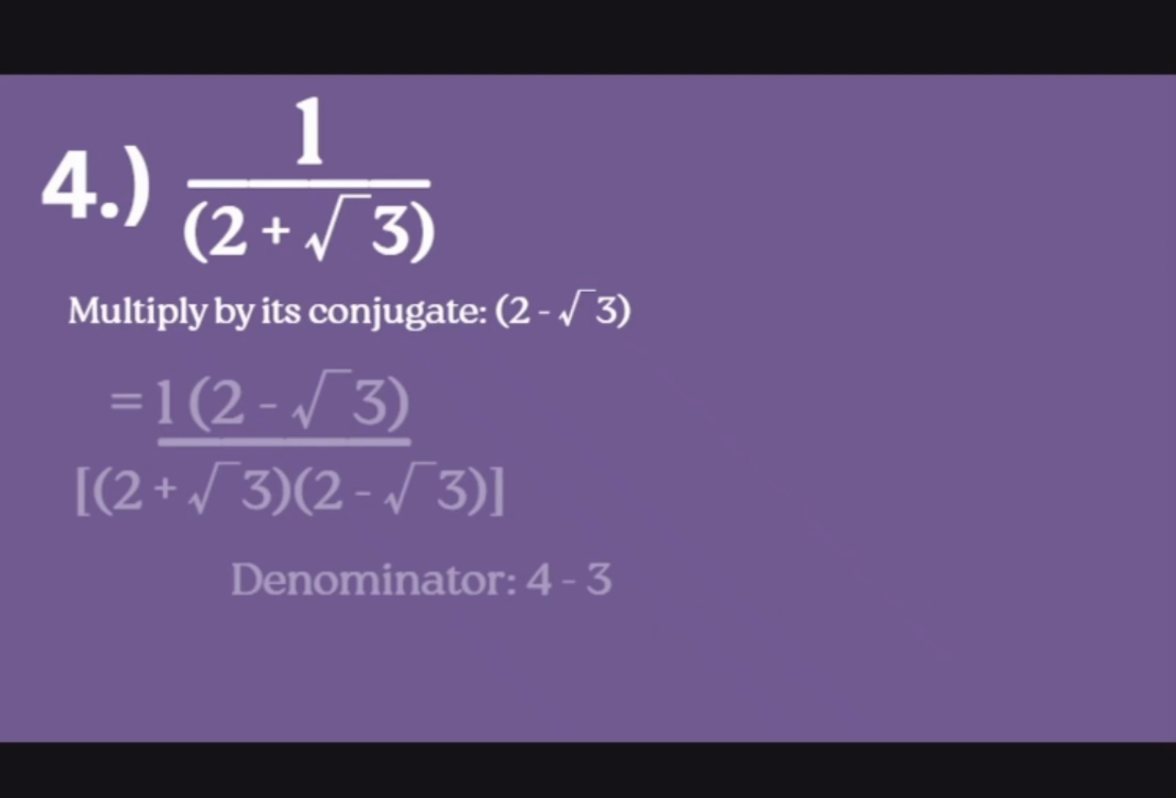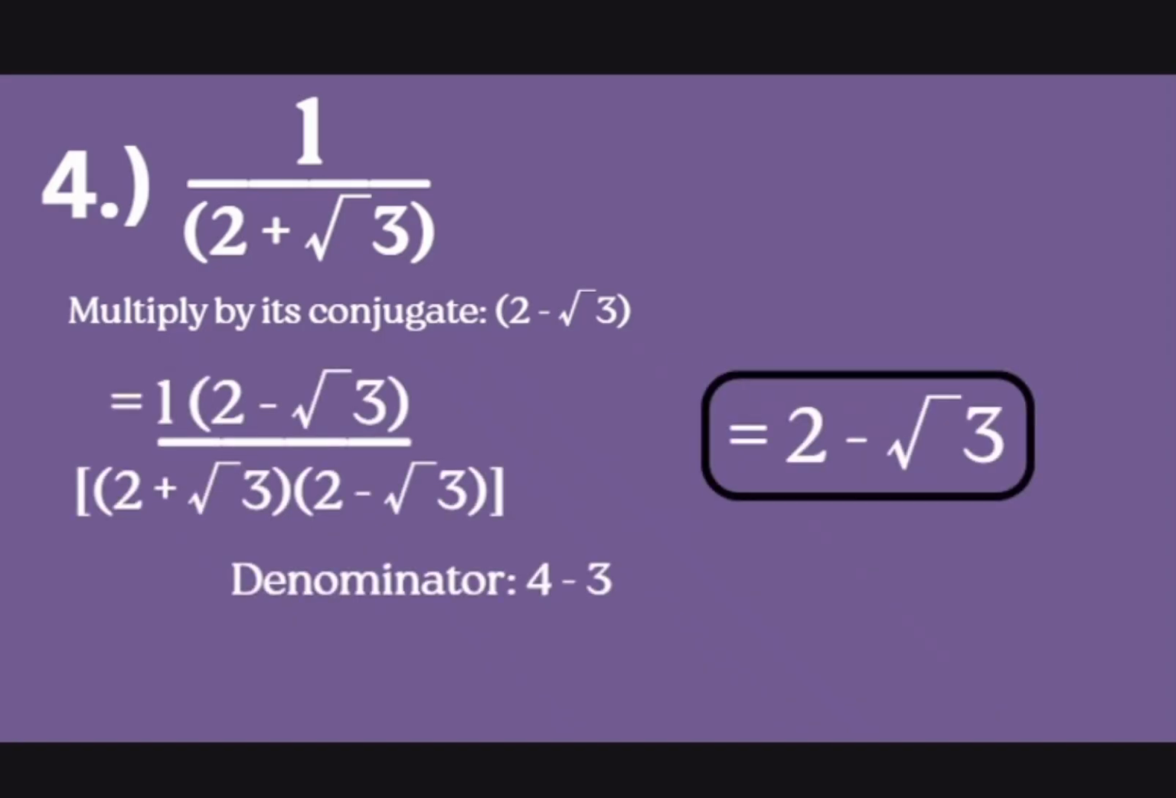Using the distributive method, 1 times 2 minus square root of 3 is equal to 2 minus square root of 3. For the denominator, we apply difference of squares. 2 squared minus square root of 3 squared is equal to 4 minus 3, or 1. So our final answer is 2 minus square root of 3.